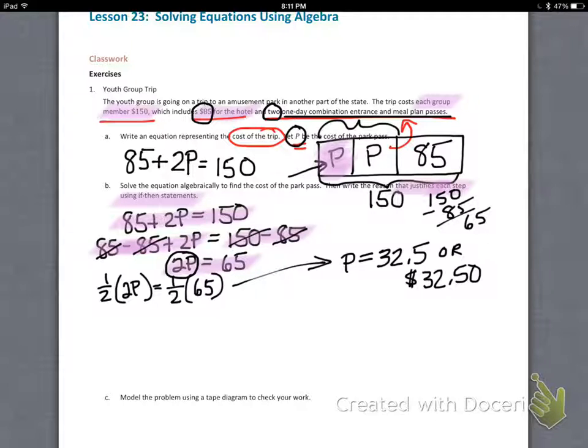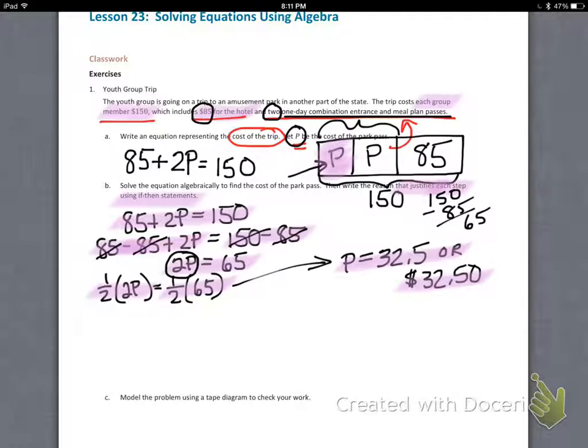But to find out what one of those P's equals, of course, we're going to multiply by 1/2 or divide by 2, and we do that to both sides, and we end up with P equals 32.5. But since we're talking dollars and cents, our answer is $32.50.